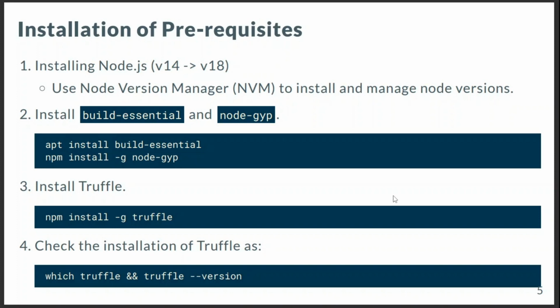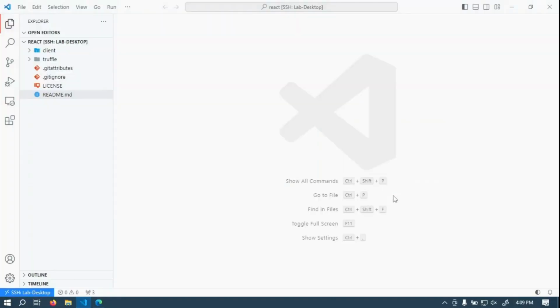And then we have to install Truffle globally so that it's available as a command line tool. And finally, we have to check the installation of Truffle with which truffle, so that it shows where Truffle is located on our machine, and the Truffle version. So let's quickly try these things here.